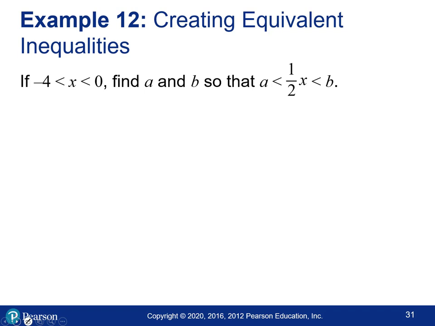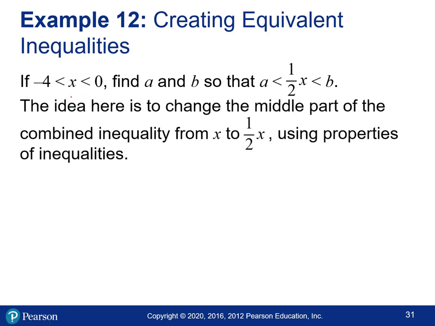Now this one, we're going to be creating equivalent inequalities. If we know that negative 4 is less than x and that x is less than 0, find a and b such that a is less than 1/2 x and that is less than b. So we're given an if part that is true, and we're going to use that to find the missing values for a and b.